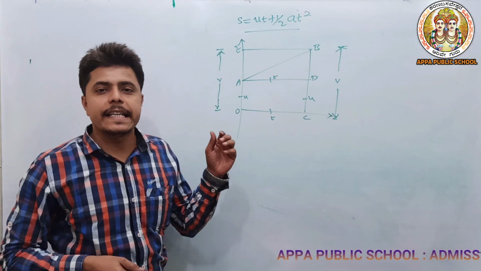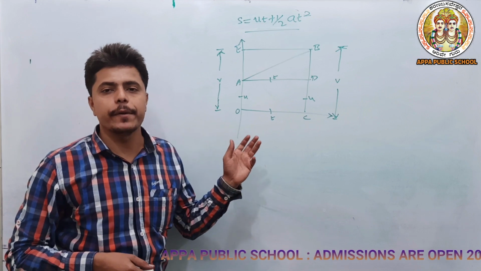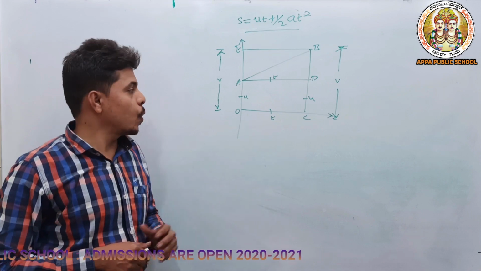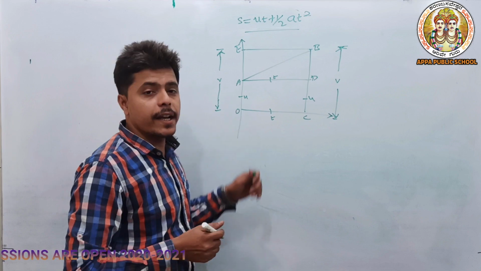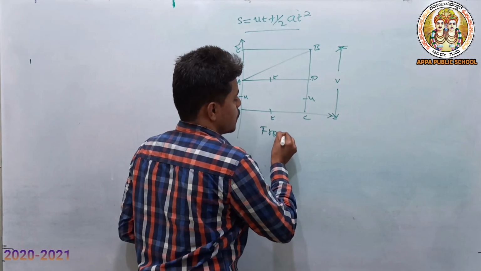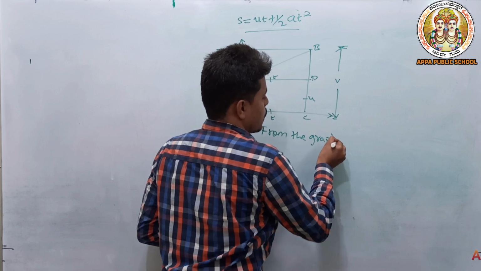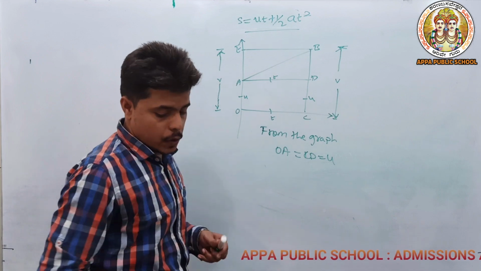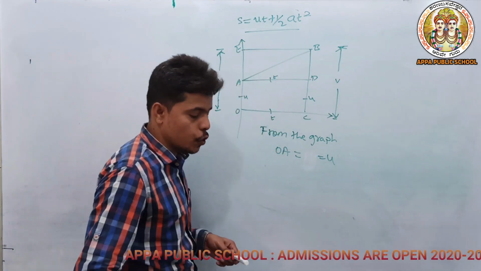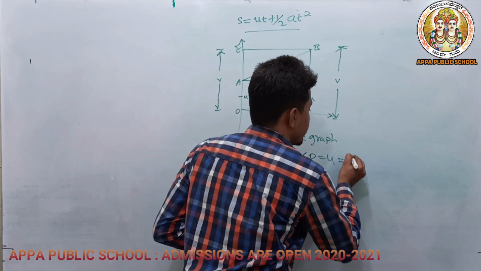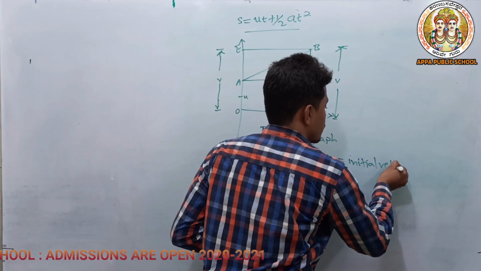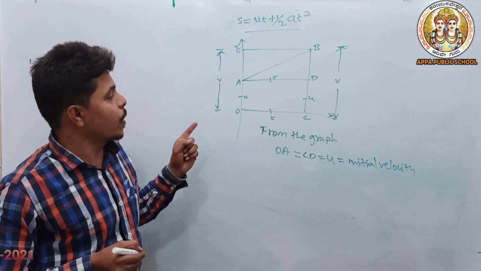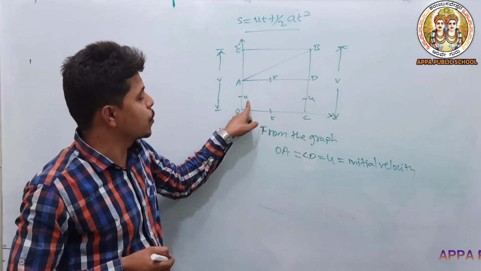So now we are going to derive second derivation of equation, that is S is equals to ut plus half at square. Now the same graph is there for the second derivation of equation also. So we are going to write the given things, that is OA is nothing but from the graph OA is equals to CD is equals to U. That is nothing but initial velocity.